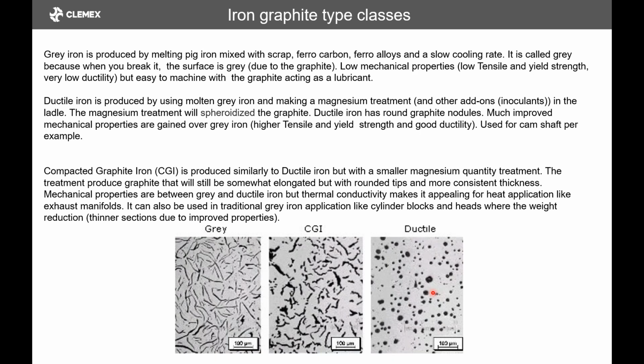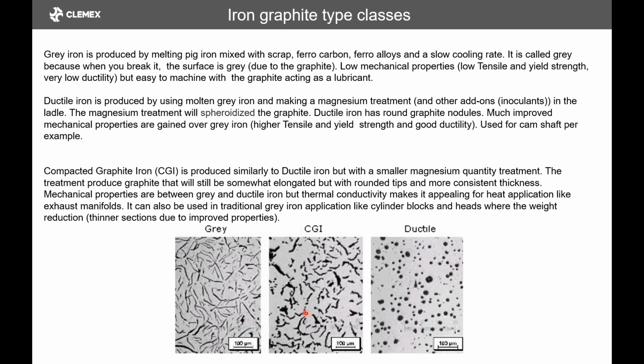And compact graphite iron, I'm not sure if a lot of people are familiar here. It's more popular in Europe, but it's the same principle as with the ductile iron, just using a smaller magnesium quantity for the treatment. So probably the CGI was developed from a bad ductile iron, and they said, oh, this is something different here.